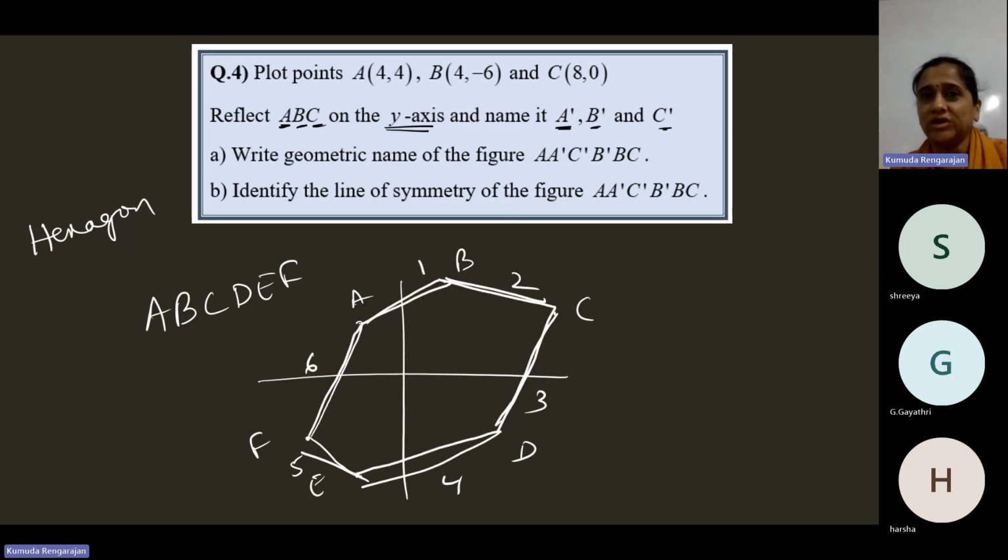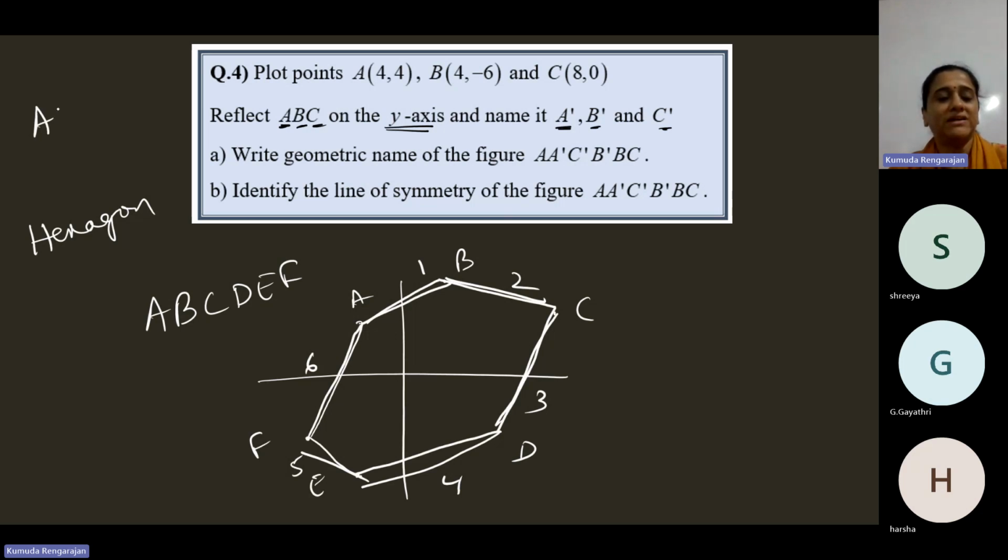a triangle has 3 sides, 3 vertices, 3 angles. So the number of sides, the number of angles, the number of vertices will be the same. Triangle has 3 sides, 3 vertices, 3 angles. Quadrilateral, 4 vertices, A, B, C, D, 4 vertices, 4 sides, 4 angles. Pentagon, 5 sides, 5 angles, and 5 vertices.